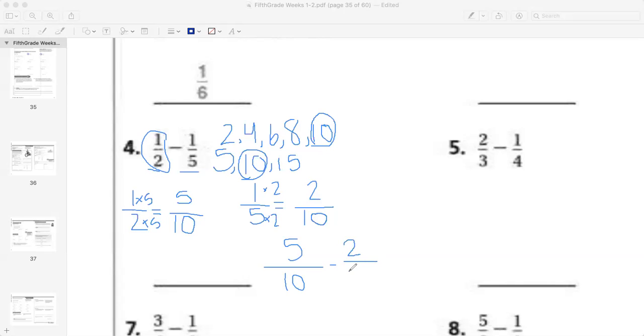So this is 2/10. And then when I'm adding or subtracting, if my denominators are the same, it's just going to stay the same because I'm working with all 10th size pieces. So if I have 5 of those and I take 2 of them away, I should end up with 3/10 as my final answer. Okay? So get that written on your paper.